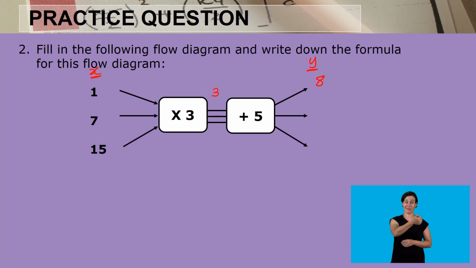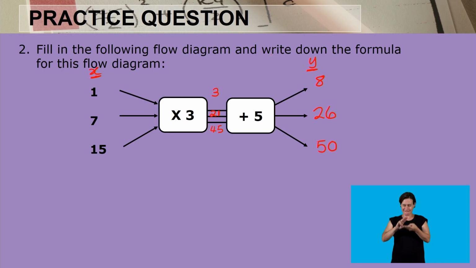What about the next input value? We have there a 7 multiplied by 3. Now 7 multiplied by 3 is 21. From that 21, when we add a 5, we get an answer of 26. Then we have 15 multiplied by 3. Of course, 15 multiplied by 3 is 45. But when we add 5 to that 45, that is going to give us an output value of 50.